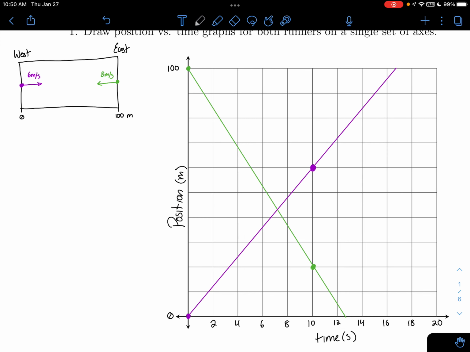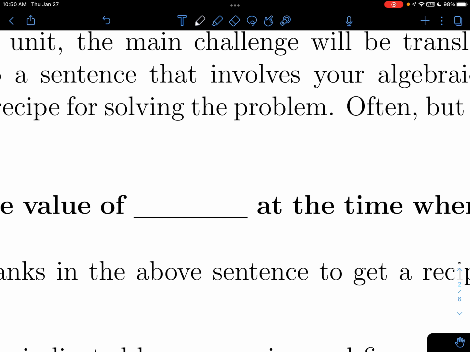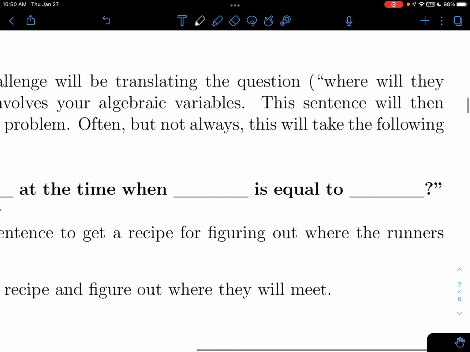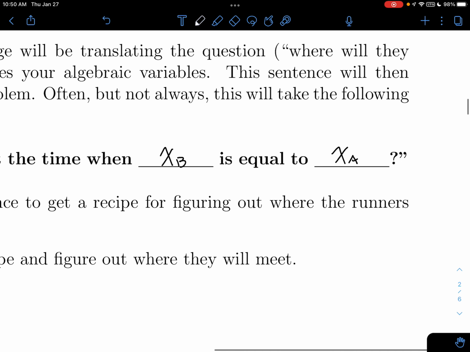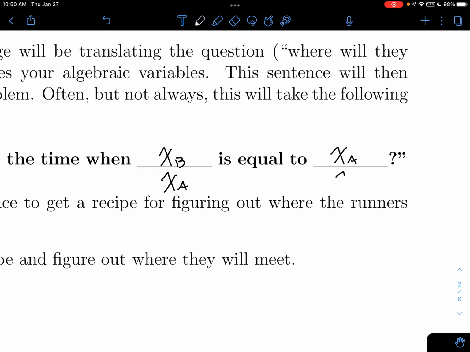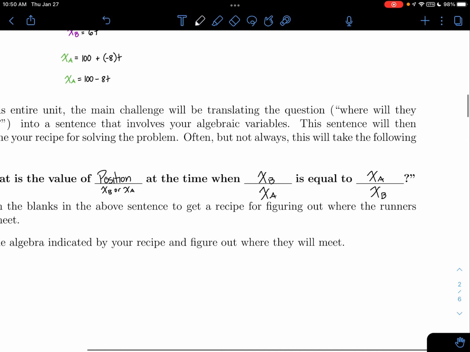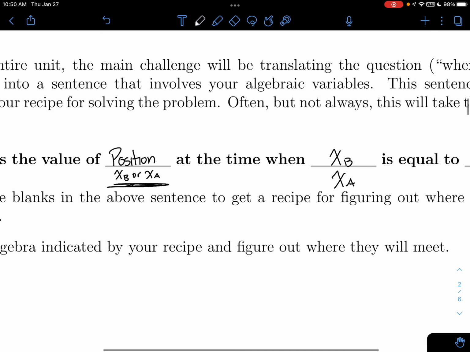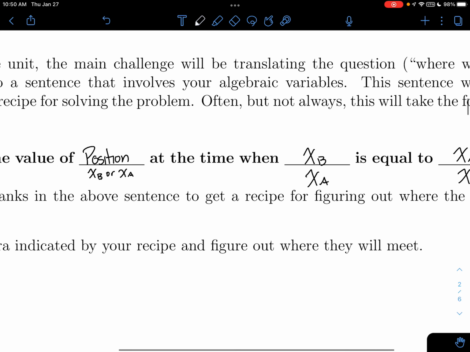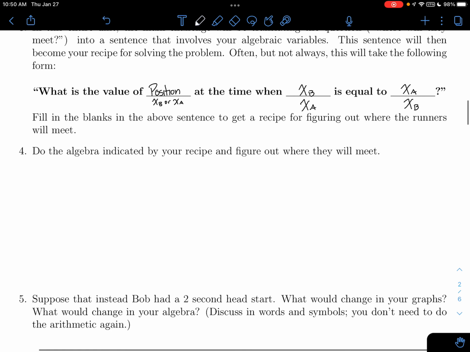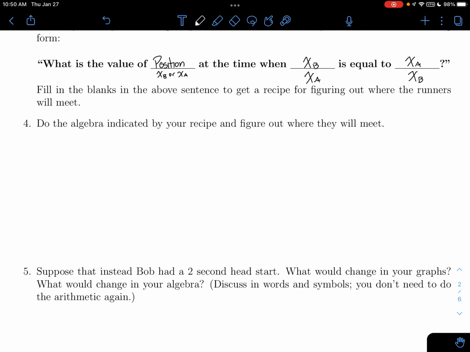So what is the value of either of their positions? So just position, this can be XB or XA because they should be the same, right? And that's the spoiler for over here, at the time when Bob's position is equal to Alice's position, or when Alice's position is equal to Bob's, right? We're trying to find what the position is when the positions are the same, right? And this is like at that time, right? Cool. Now we do this algebra, right?